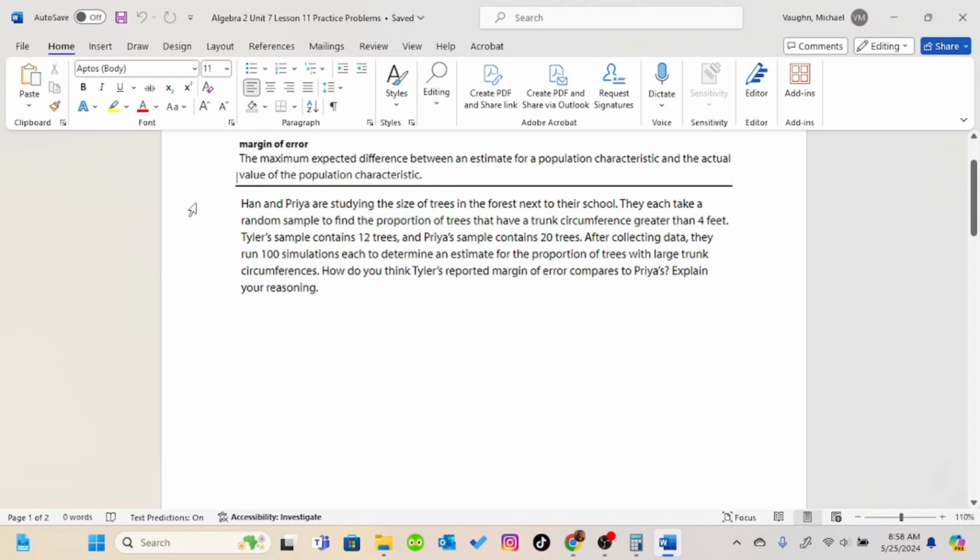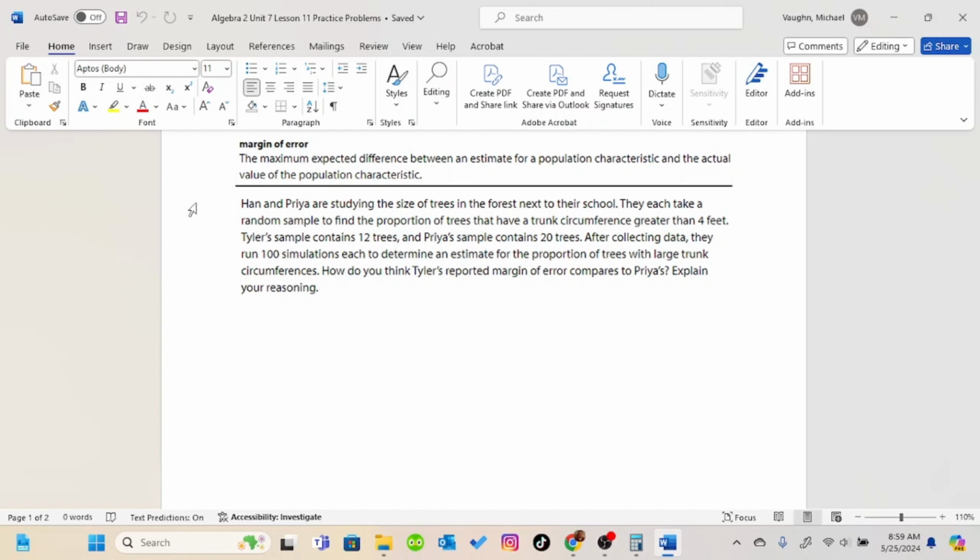Welcome to Algebra 2, Unit 7, Lesson 11 Practice Problems. This lesson has only one vocabulary term, and again, that is margin of error.